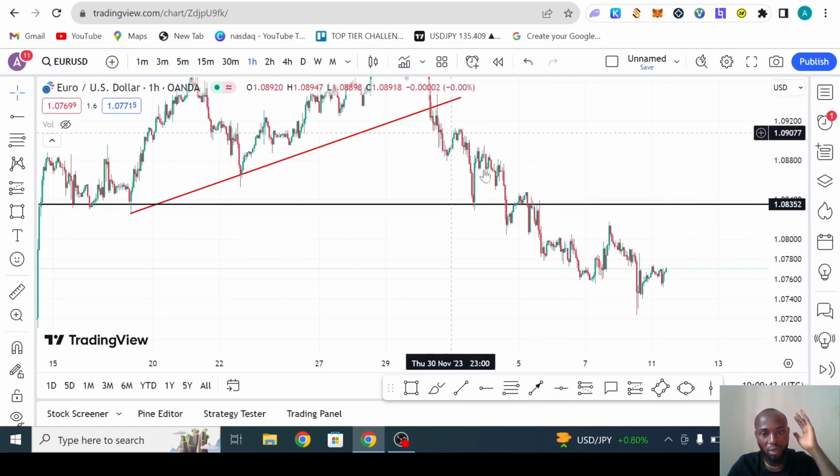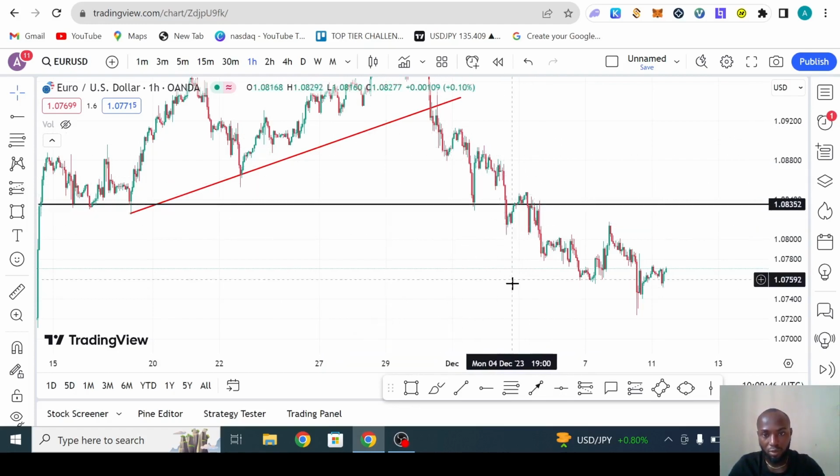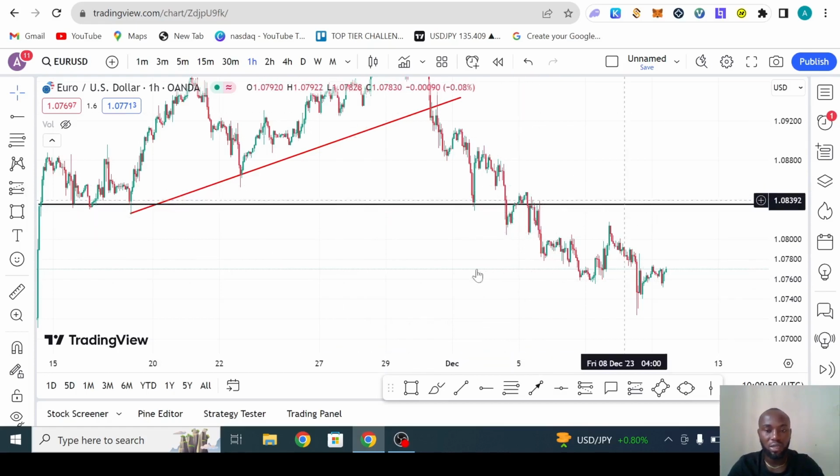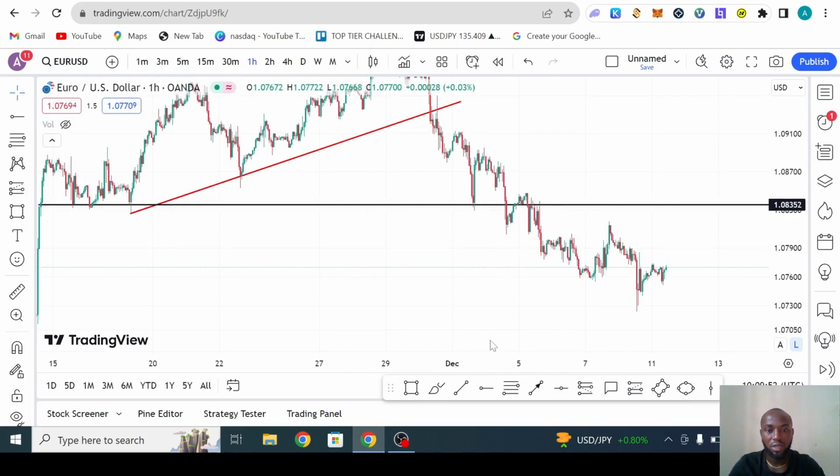I told you to wait for the market to break below this level, then pull back. As you can see, the market broke this level. That is for a smaller time frame kind of entry. But if you are on a higher time frame, this could have been the entry.